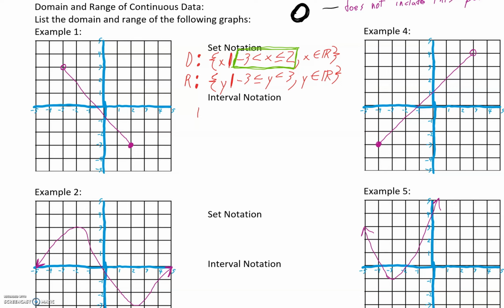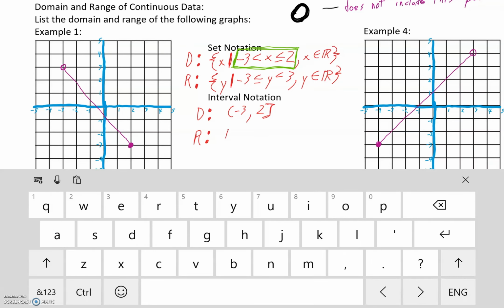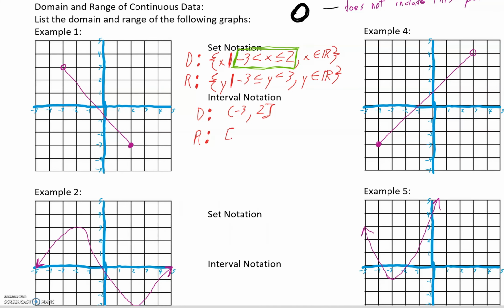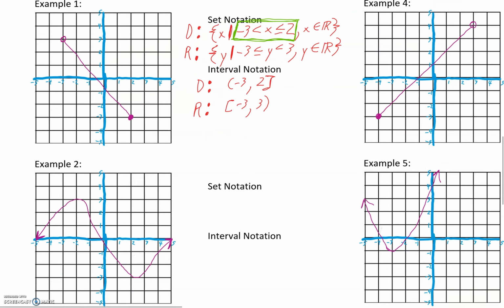Okay, for interval notation, what we would do is we'd say that the domain is round bracket -3 comma 2 square bracket, because the round bracket shows that we have less than but not equal to, and the square bracket shows that it is equal to. Okay, and then for the range, it's the other way around, where we have the square bracket to start, -3 comma 3 with the round bracket to end. Again, square bracket shows the or equal to, round bracket does not.